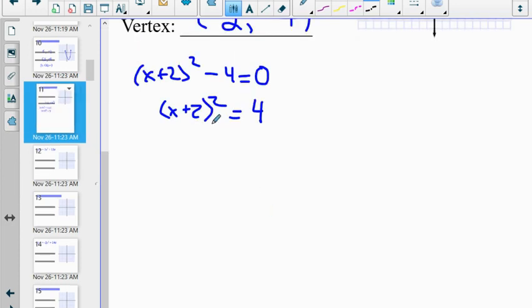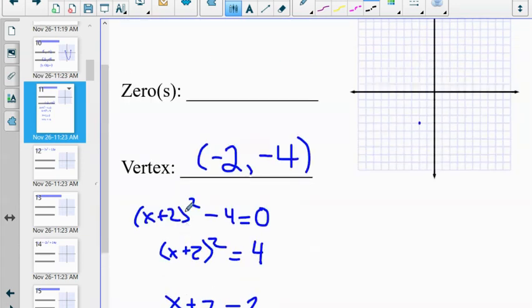And now I prefer to think of this one like this. I'm squaring something and I'm getting 4. So either x plus 2 is equal to 2, because 2 squared is 4, or x plus 2 is equal to negative 2. The stuff inside here must be either 2 or negative 2. So if x plus 2 equals 2, then x equals 0. If x plus 2 equals negative 2, then x equals negative 4.